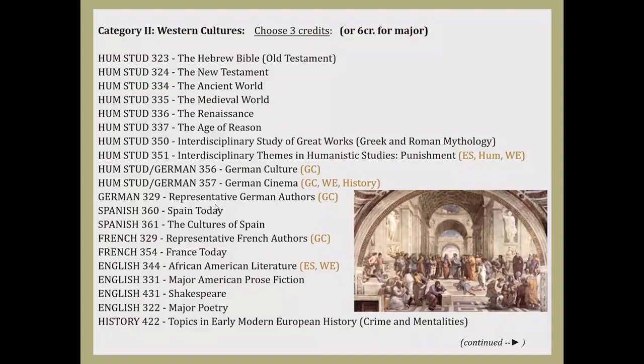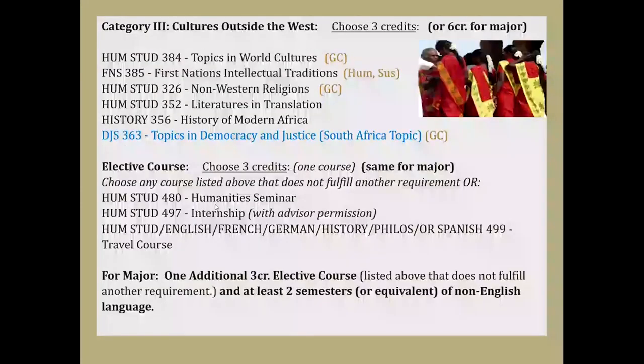The ancient medieval worlds, the Renaissance, the Age of Reason. Others, like German cinema, may change from one semester to the next in terms of what you're looking at. There are some, like the topics course, which will change fairly significantly from one semester to the next. The topic may be completely different.